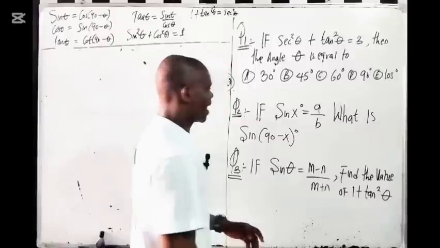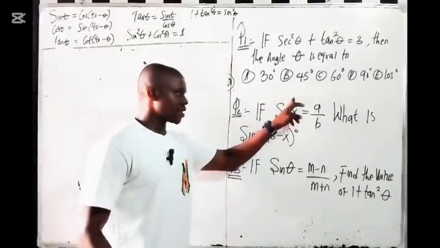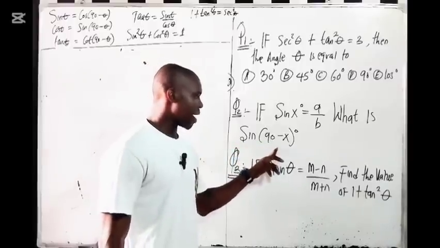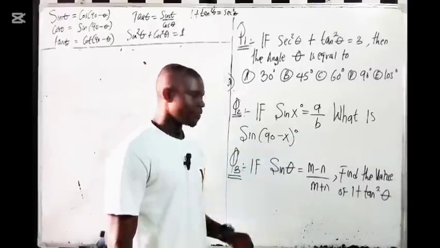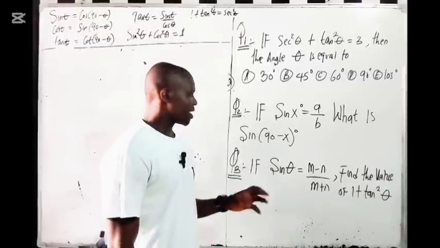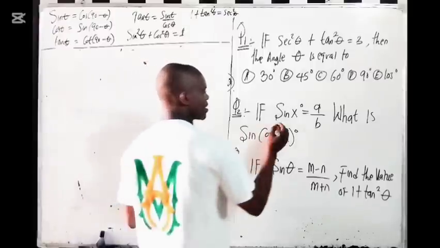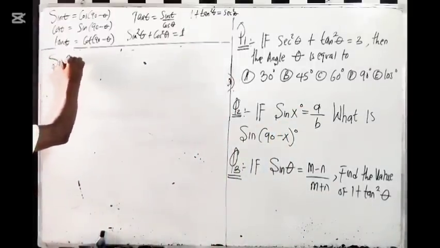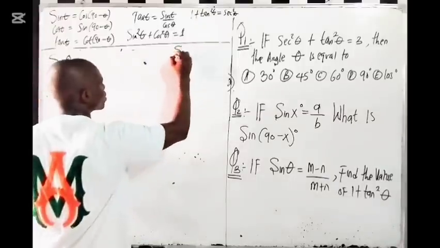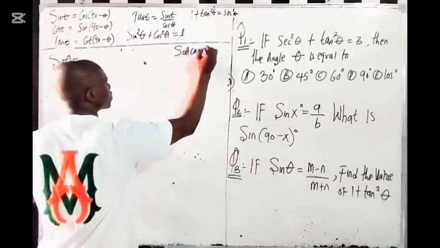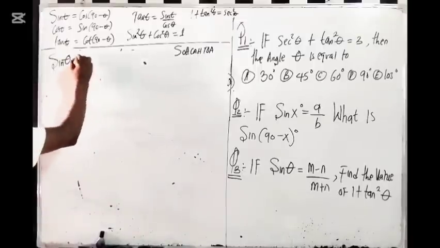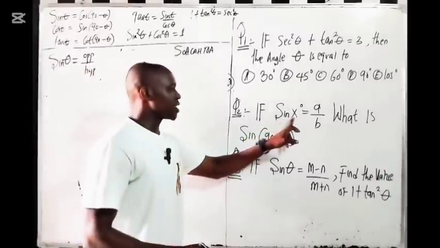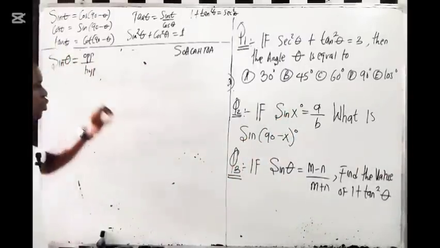Is it clear? Now, if sine x degrees equals a over b, what is sine of 90 minus x degrees? Do you understand? Look at something here. Whenever you have something like this, remember, sine theta, from SOHCAHTOA, is opposite over hypotenuse. So this x degrees here is theta.